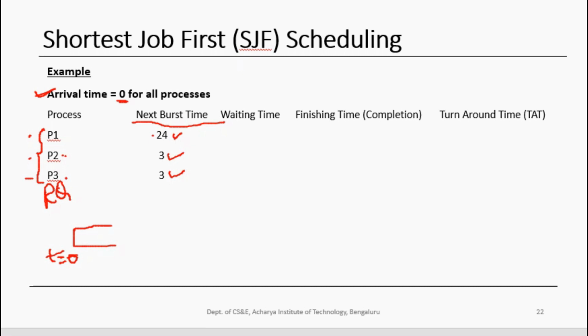So what can be done? P2 has made the request for the CPU first and then P3. Therefore, P2 can be given the CPU first. P2 will start its execution at t equal to 0 and it continues to execute till its CPU burst is over. That is, it stops at t equal to 3. Now P3 can be picked up for execution.